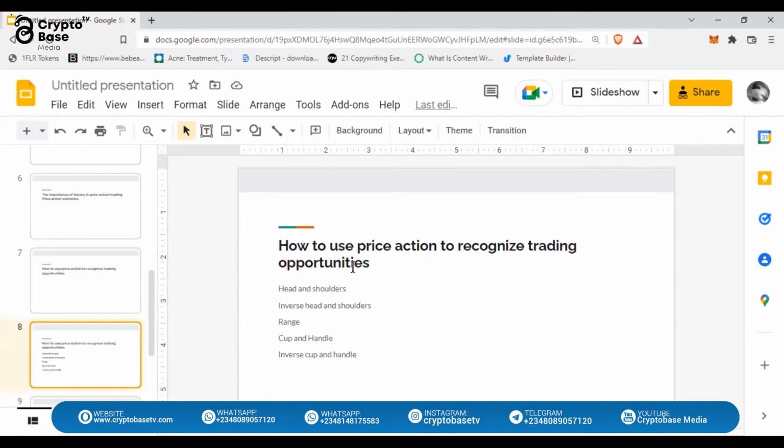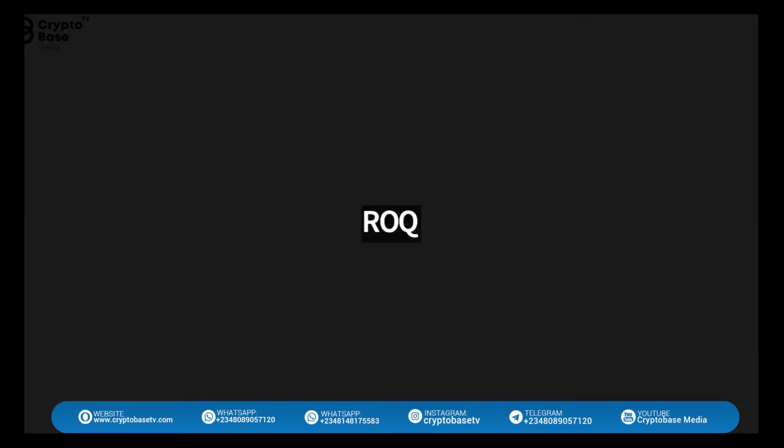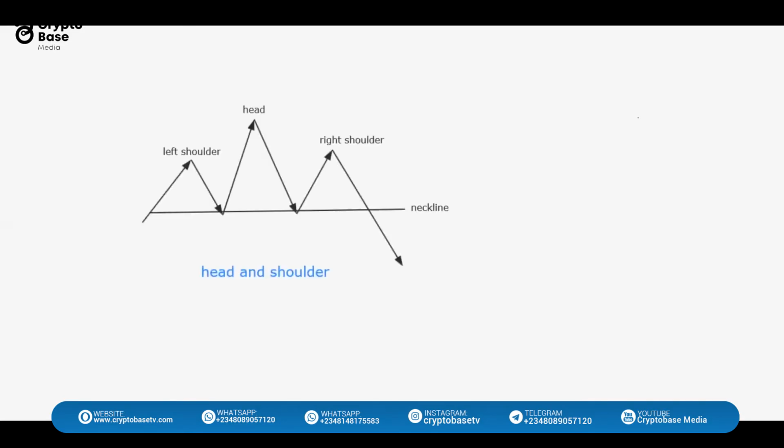So the first one is the head and shoulder. I'll be sharing my whiteboard right now. Where is this whiteboard? All right. Yeah, so we are talking about price action, and the first one I want to look at for you guys is head and shoulder. And here is, I hope everyone can see my whiteboard.